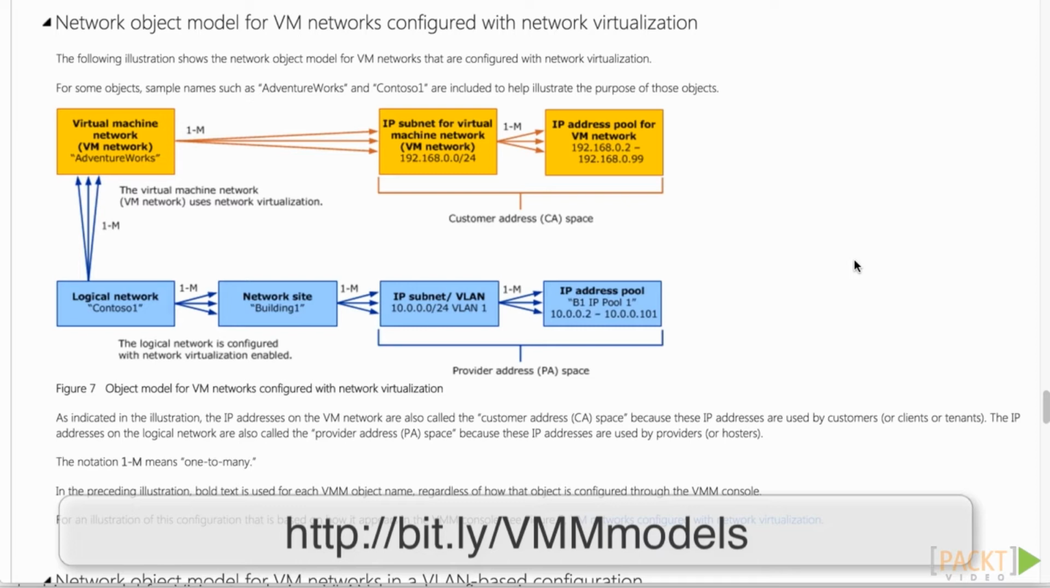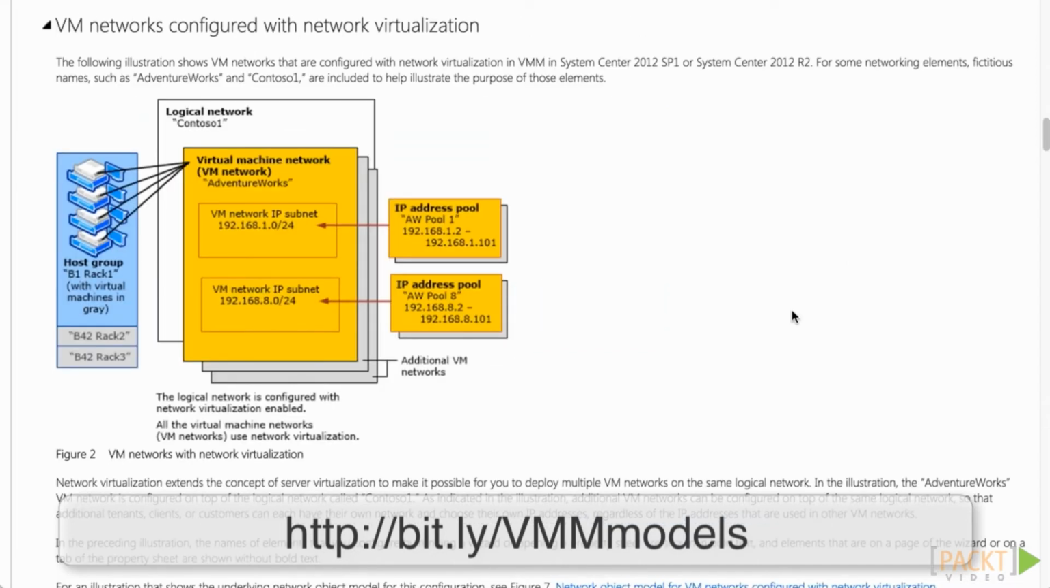Namely, you can see that you now need to account for and configure two networks: the CA space where virtual machines live and the PA space where the NVGRE connections for switch-to-switch communication live. And again, you can add multiple servers to a host group and use that to assign logical networks and VM networks to physical resources. With network virtualization, you can have multiple VM networks per logical network, and you can have multiple IP subnets per VM network.